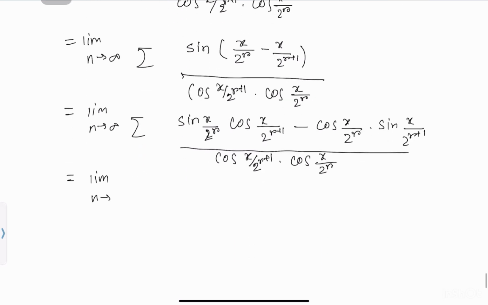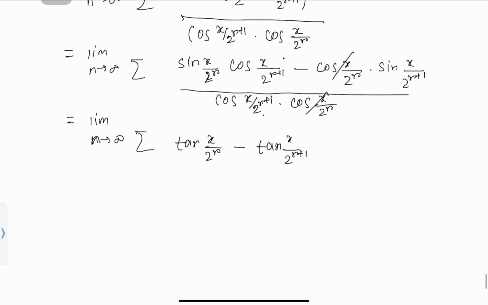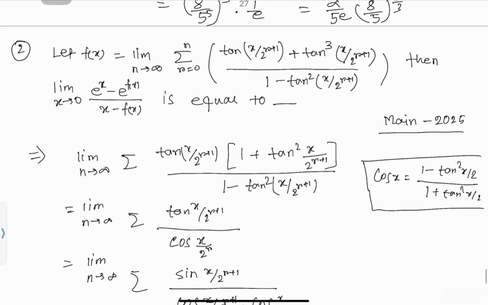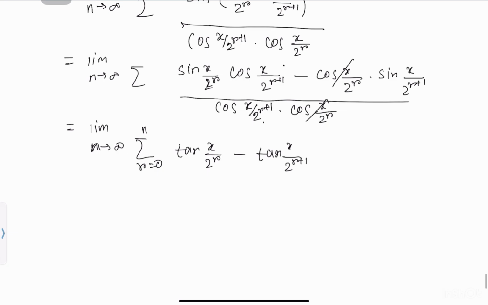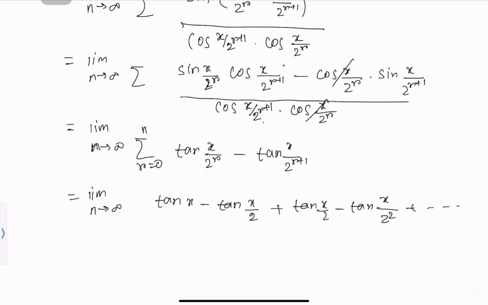So after that, limit n tending to infinity, summation, if I separate this thing, from this part this and this should be cut. So tan x by 2 to the power r minus, this should be cut with this, that means tan x by 2 to the power r plus 1. Then r starts from 0 to n. So from here, limit n tending to infinity, r 0 to n means tan x minus tan x by 2. Same way, plus if you put r equal to 1, then tan x by 2 minus tan x by 2 square. Same way up to infinity.